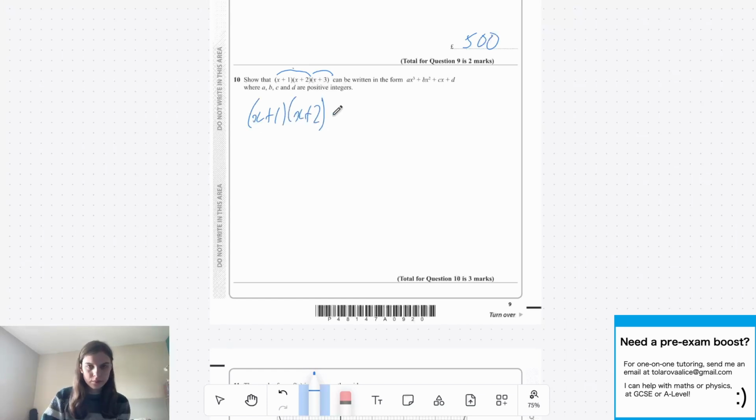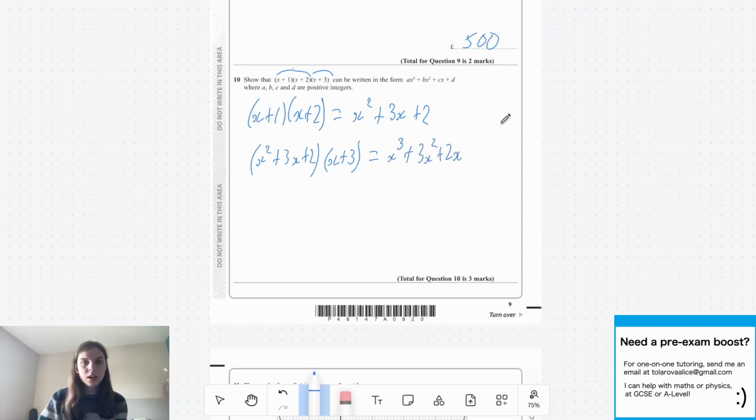Okay. So this is going to equal x squared plus 3x plus 2. And we have x squared plus 3x plus 2 multiplied by x plus 3. So first let's multiply everything by x. X cubed plus 3x squared plus 2x. There should be an x squared there. And now multiply everything by 3. So that'll equal 3x squared plus 9x plus 6.